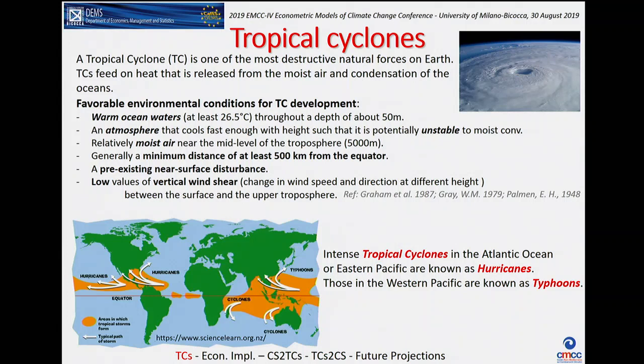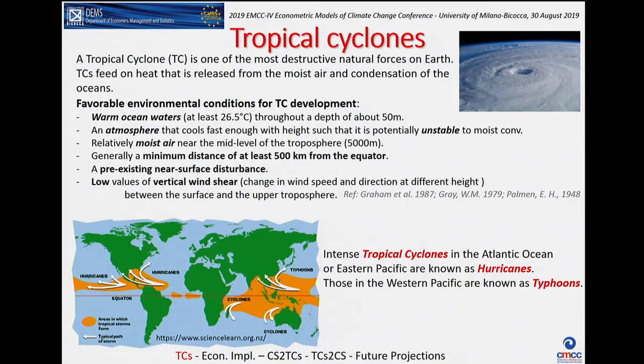They also need a sufficiently low wind shear. If you have a high difference in the velocity of the wind in the upper layers of the atmosphere and in the lower layers of the atmosphere, this tends to destroy the towers, and there is no possibility to build the tropical cyclone itself.